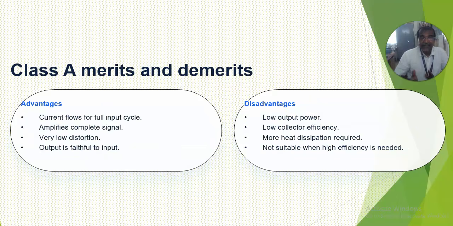Class A merits and demerits. The advantages are: current flows for the full input cycle, it amplifies the complete cycle, very low distortion, and the output is faithful to the input. Those are the advantages. The disadvantages are low output power, low collector efficiency, more heat dissipation, and it is not suitable when high efficiency is needed.